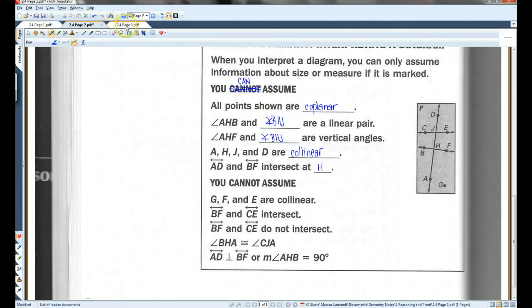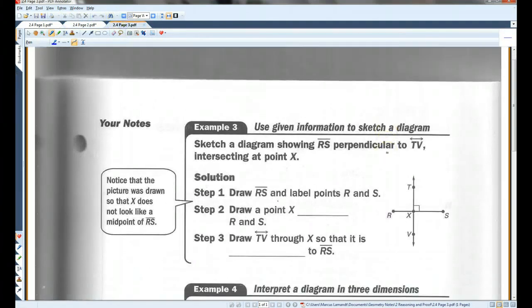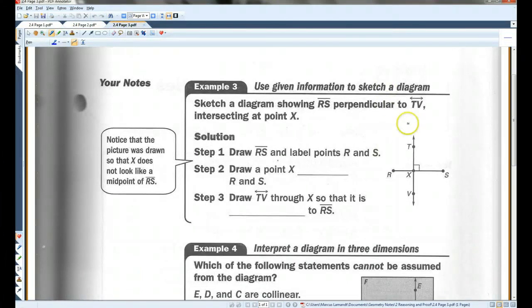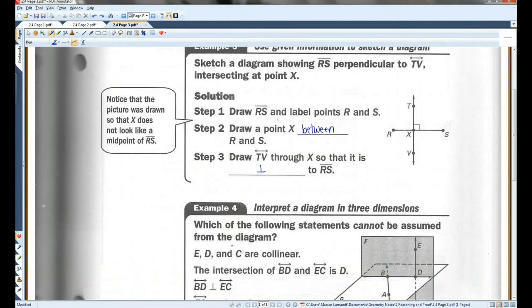Alright, let's go on to page 3. Okay, sketch a diagram showing RS perpendicular to TV, intersecting at point X. So it's kind of already drawn for you, RS, and we labeled those points. Point X is drawn here between R and S. Remember, between means it's collinear with these two and in between them. And then we drew TV through X so that it is perpendicular to RS. And we know it's perpendicular from this little box. Remember, this box means it's 90 degrees.